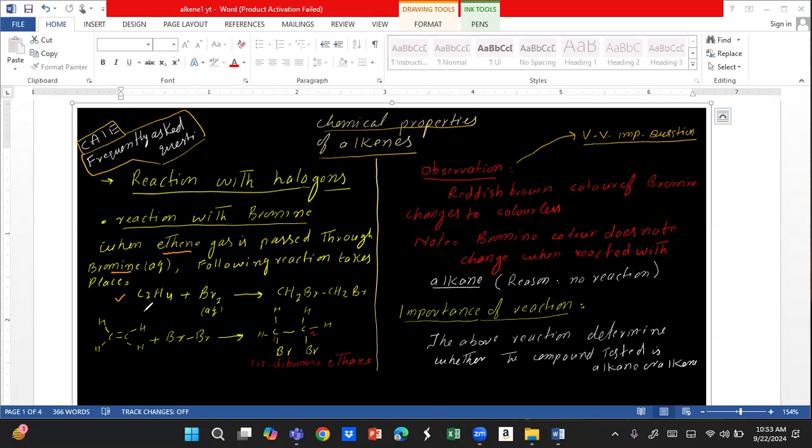This is ethene. When this ethene is passed through bromine water, you must keep in mind the color of bromine water is reddish brown. So what will happen? You will see the reddish brown color of bromine will be discharged. So this is the indication that this reaction has taken place. Okay. So this reaction can be shown this way, so that you can understand very well.